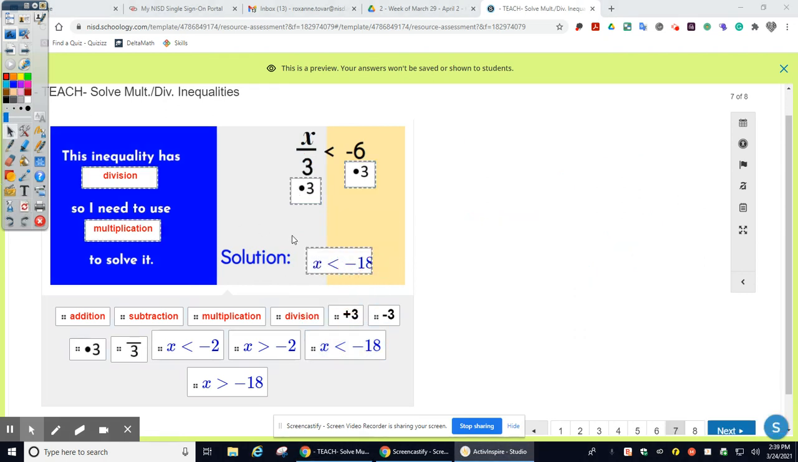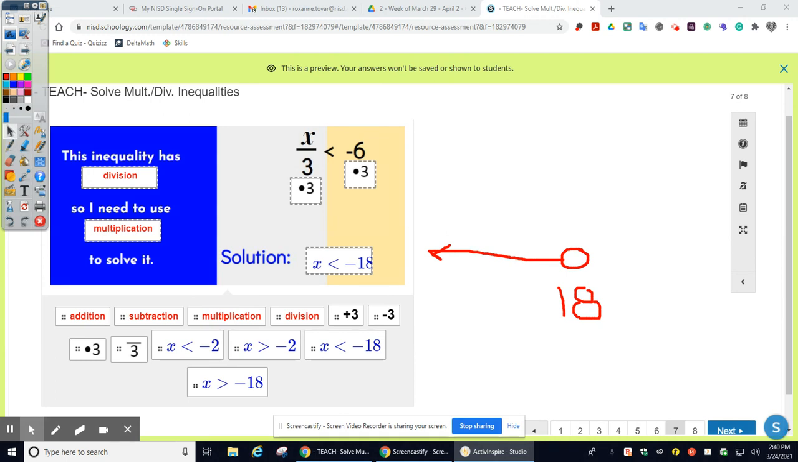Now, remember when we graph, we are not going to include the value of negative 18 because it does not say or equal to. There's no line underneath. So we're going to put an open circle above the negative 18. And remember, if the inequality says less, and it even points left, we're going to shade in a less than direction, which is left.